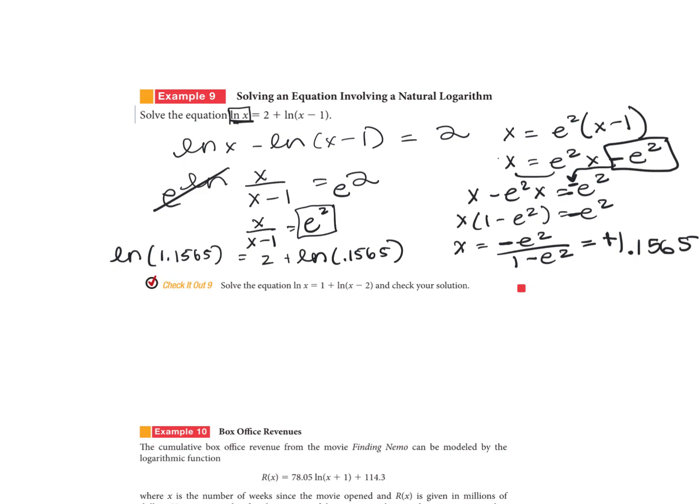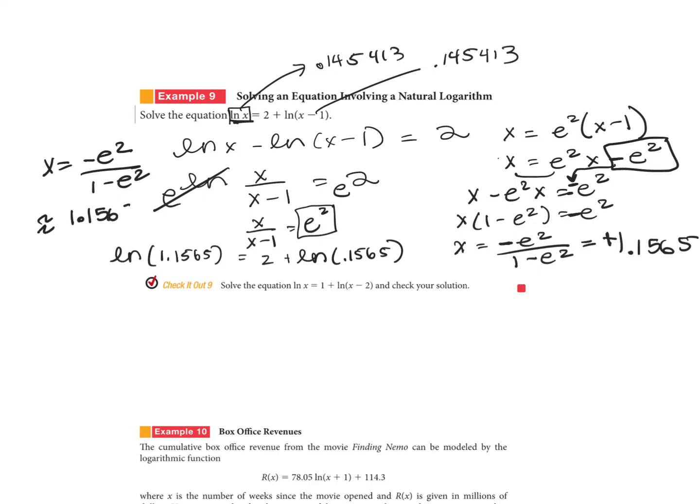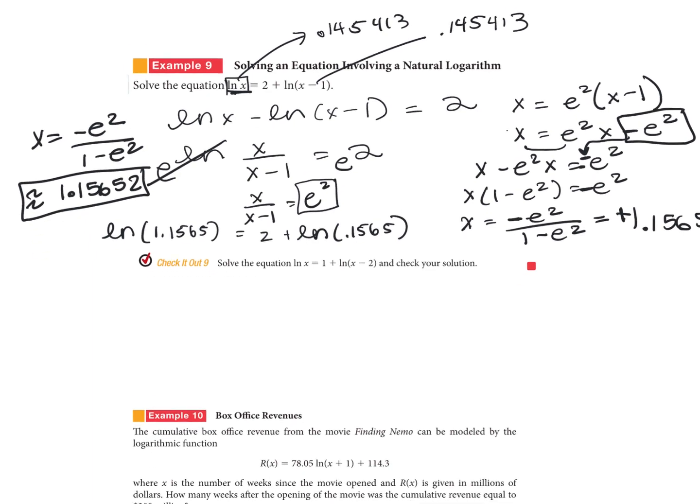So when I type this into my calculator, on both sides I get 0.145413 and 0.145413. So I get the exact same answer, so it checks out. So my answer is exactly x equals negative e squared over 1 minus e squared, as a decimal approximation 1.5652, rounding to the nearest 100,000ths.